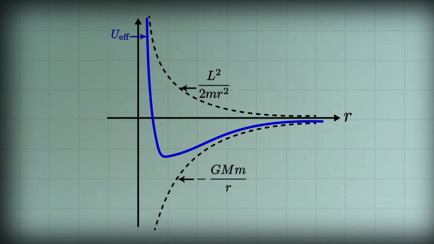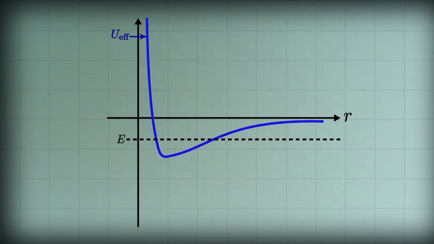The exact shape of the bowl depends on L, how much angular momentum we gave the particle. And the trajectory of the particle depends on E, how much total energy we gave it. First, let's consider the case in which E is negative. The negative potential energy dominates over the positive kinetic energy. We'll plot E as a dashed horizontal line.